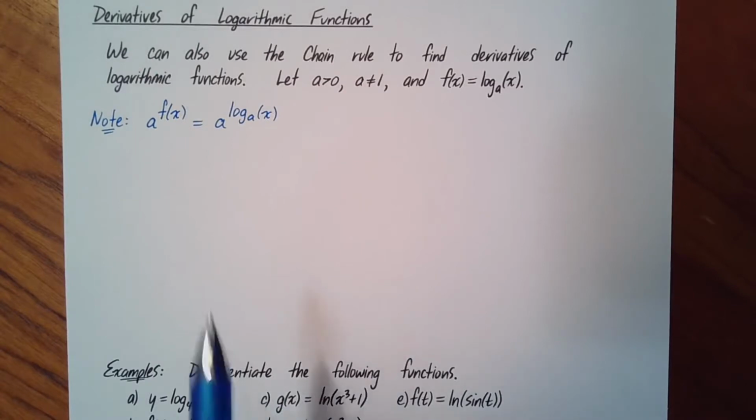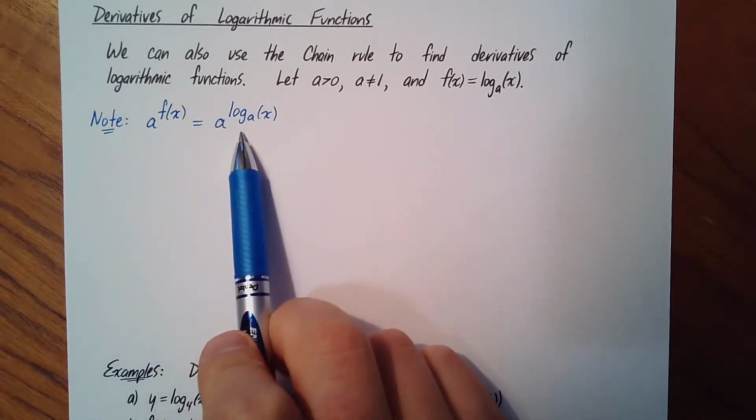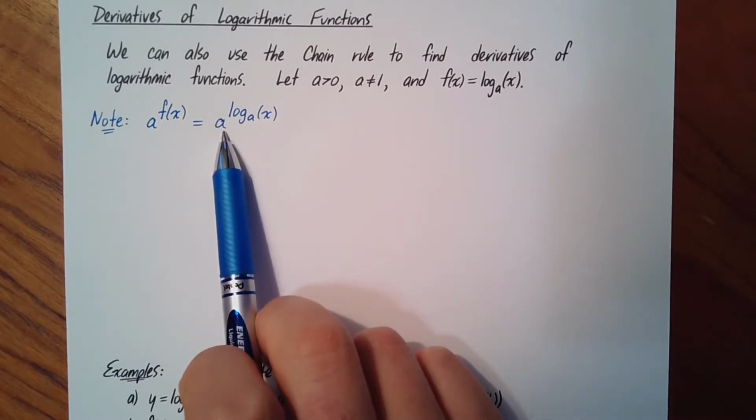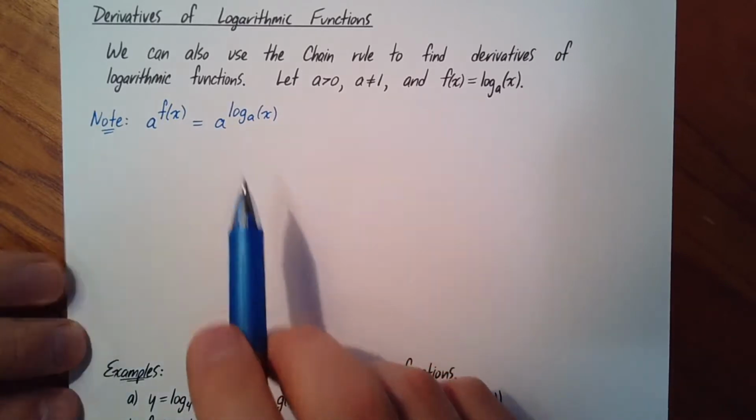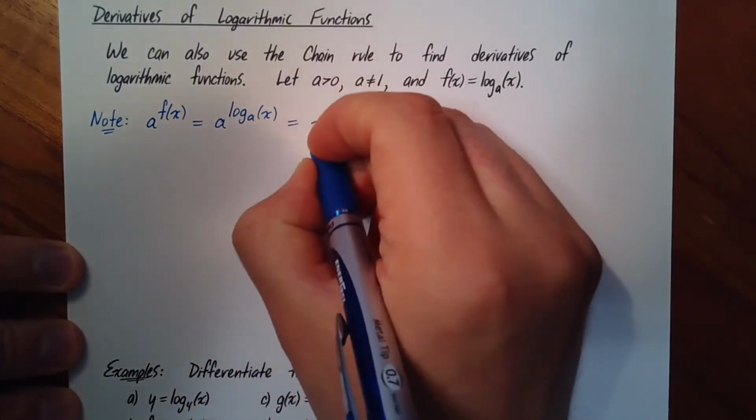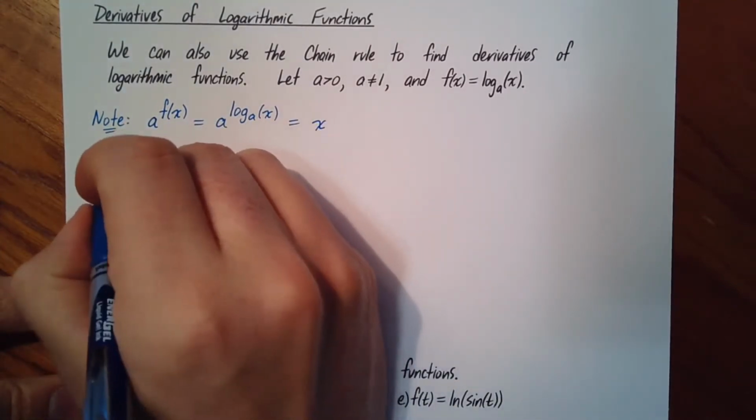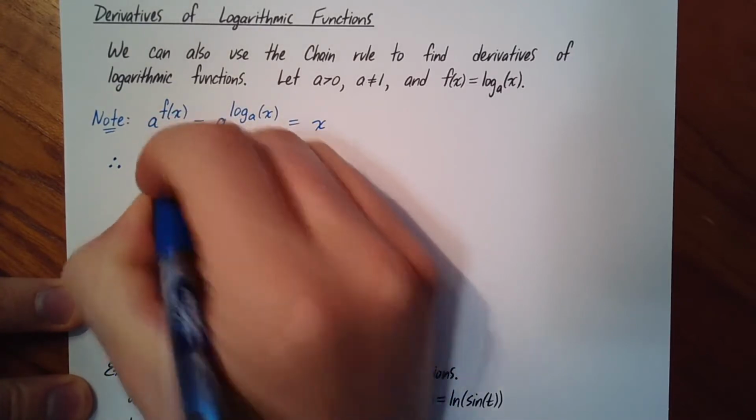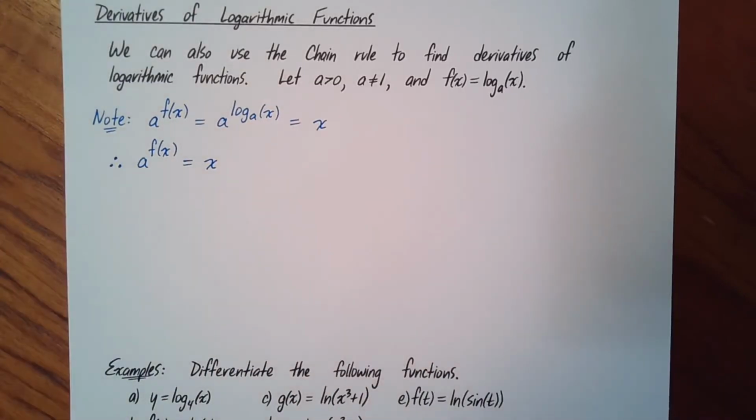And what should be apparent here is that this is exactly what you see with one of the cancellation properties of logarithms. The a in the base and the log base a in the exponent cancel out and they just leave you with x. Okay, and let's just summarize. The point is that if I take a and raise it to the power of f of x, I end up just getting x, right? That's going to turn out to be really useful.